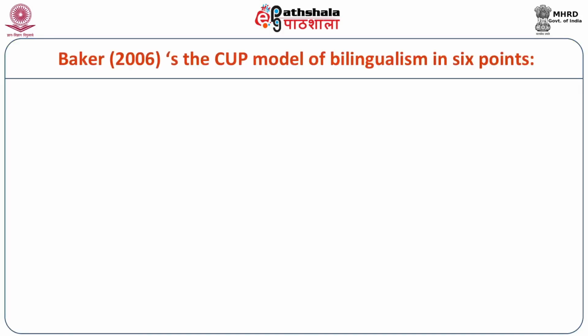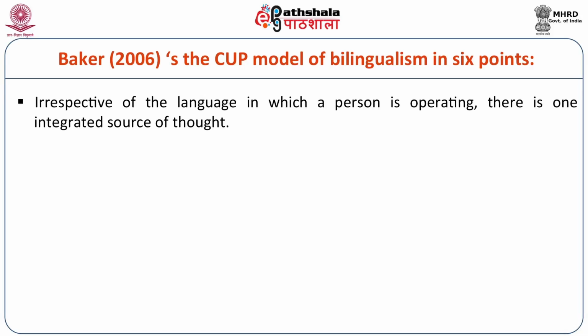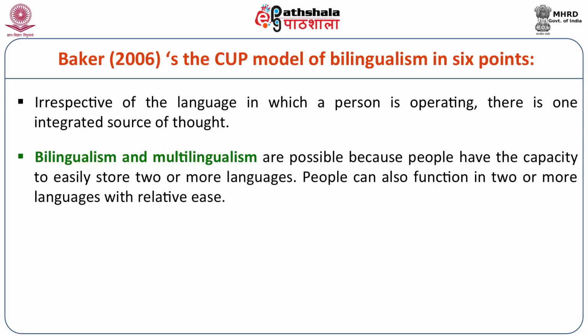In this regard, there is a very special study by Baker. In 2006, he published it, and that is known as Baker's CUP model of bilingualism in 6 points. What are these 6 points? Number 1, irrespective of the language in which a person is operating, there is one integrated source of thought. Bilingualism and multilingualism are possible because people have the capacity to easily store 2 or more languages. People can also function in 2 or more languages with relative ease.